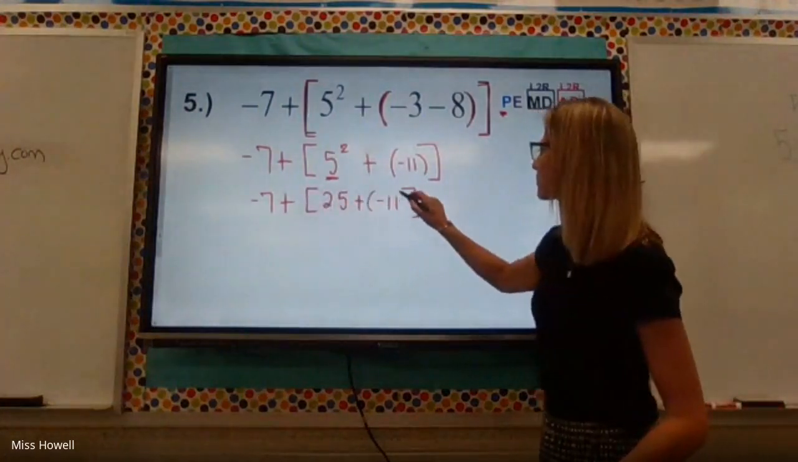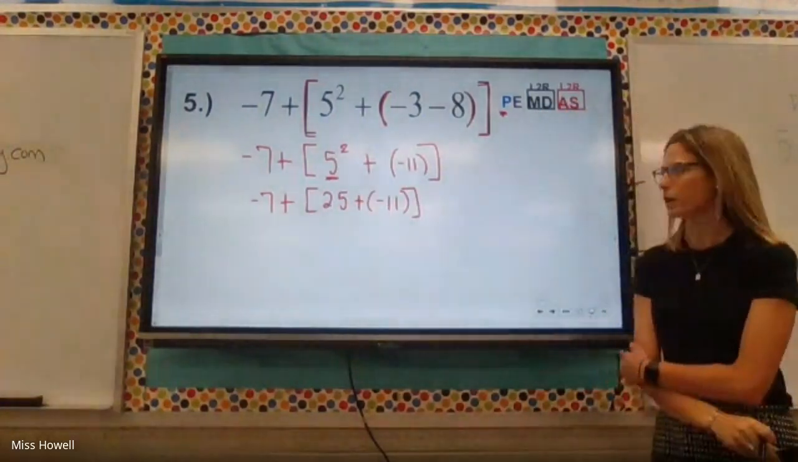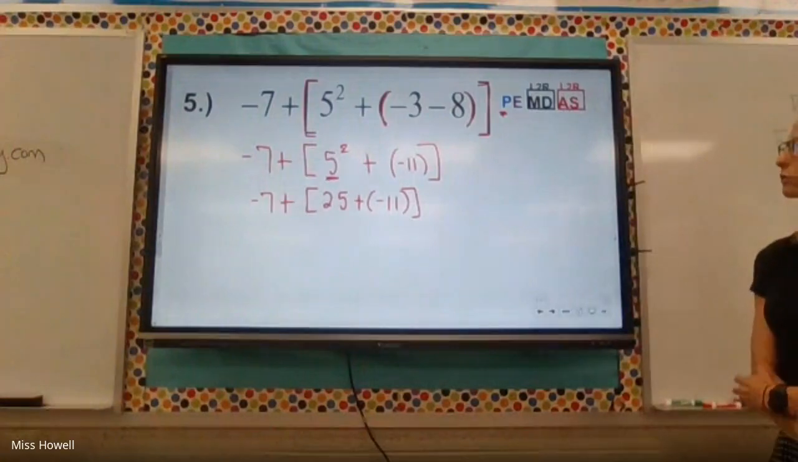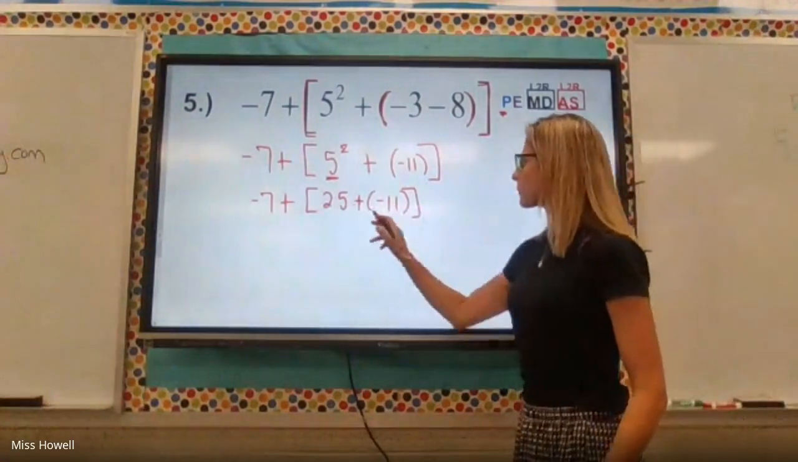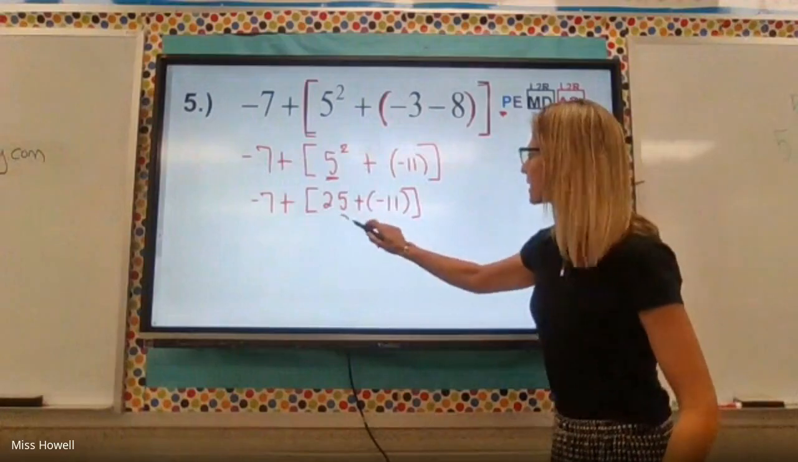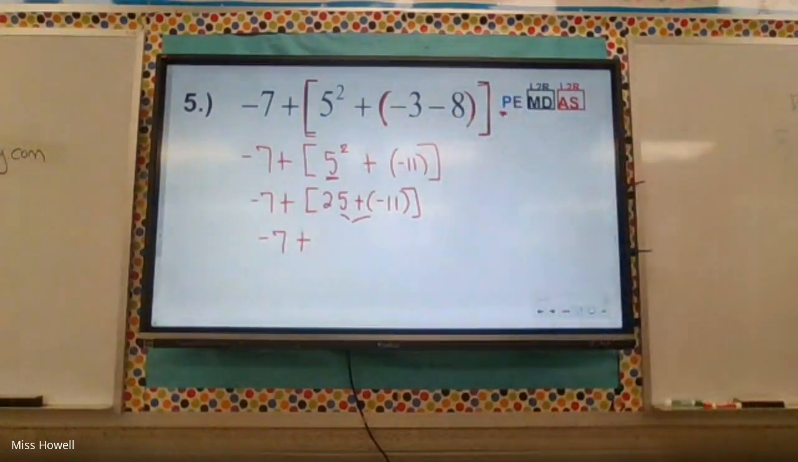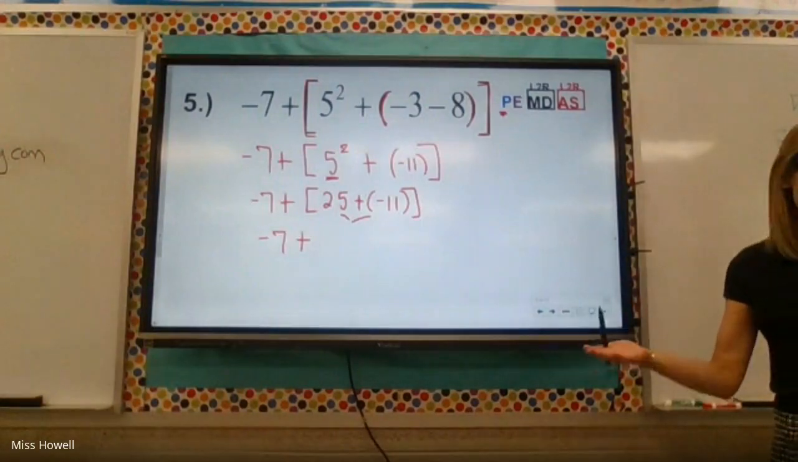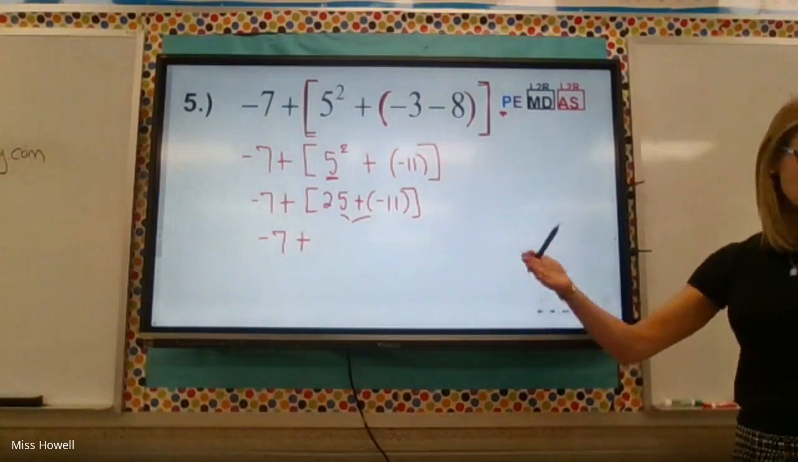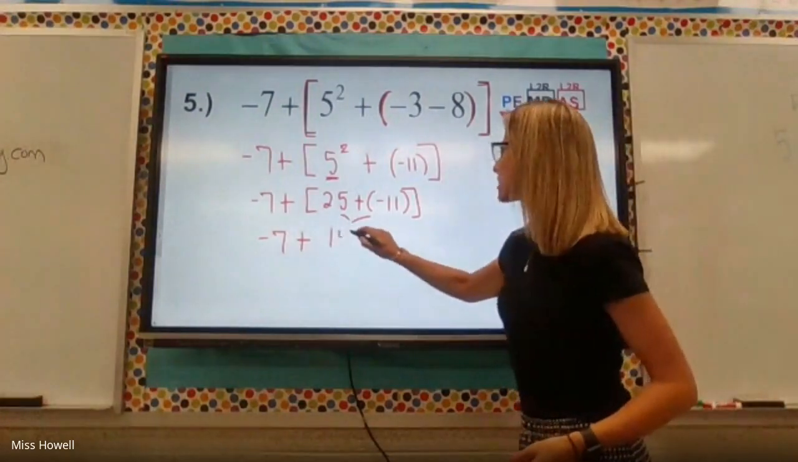So I'm going to go ahead and put my parentheses back in there, just again to show that it's a negative number. All right, we're still not done with our grouping symbols. Inside this bracket, we have one more thing of this add. So we got to finish that next. We're going to bring down -7 plus our 25 plus -11. Remember, adding a negative is just like subtraction. So that's just like saying 25 minus 11, which would give us a 14.